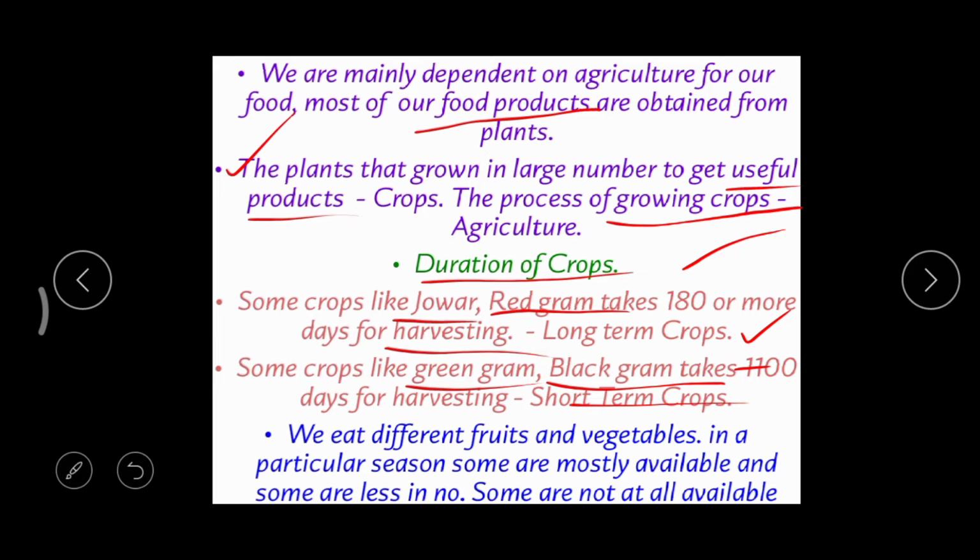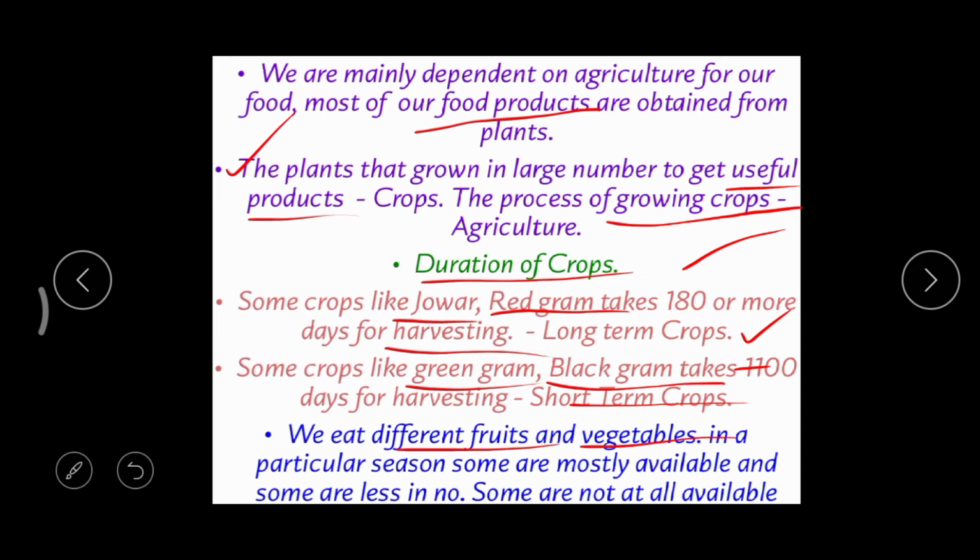So in this way, depending upon the period of harvesting, the crops can be divided into two types: long-term crops and short-term crops. Okay, and then in our daily life we eat different types of fruits and vegetables.